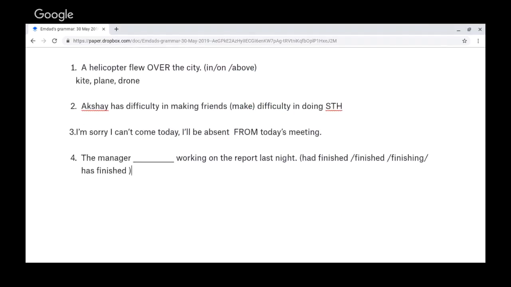Tell me what is the answer here. The manager, bolo, manager dash working on the report last night. What is the answer here? Tell me. Finished. Has finished.